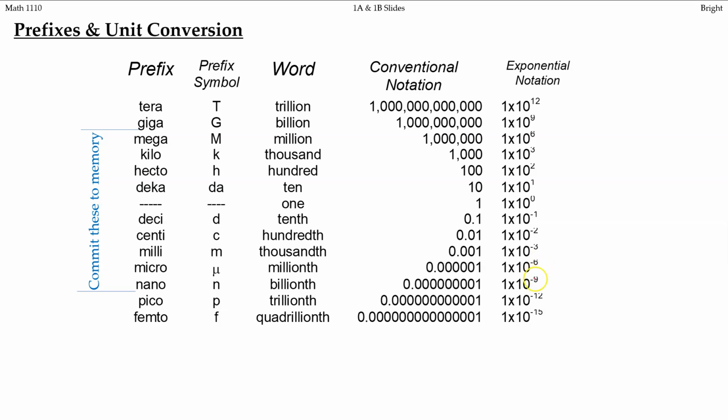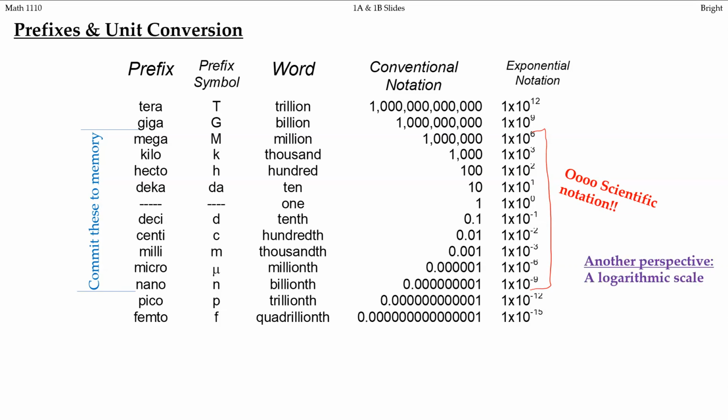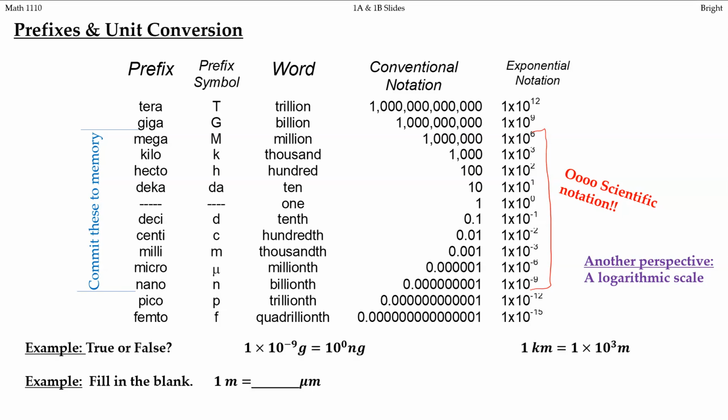So here are the scientific notations that accompany them, and we'll get some practice using these. So when I say megameters, that really means that we have 10 to the 6th meters. And just as a reminder, we've seen scientific notation before, and we will look at a logarithmic scale perspective in a minute, but before we go on and do that, let's just look at these.